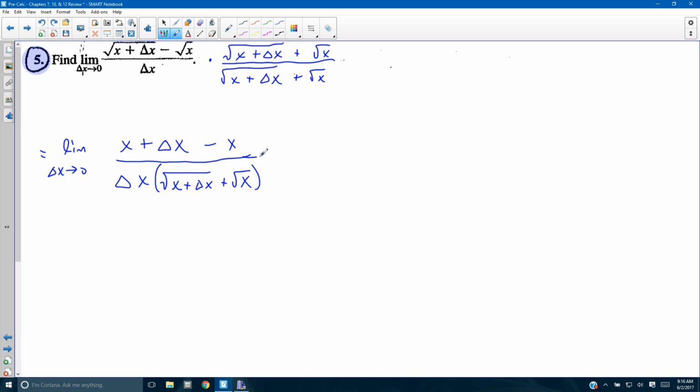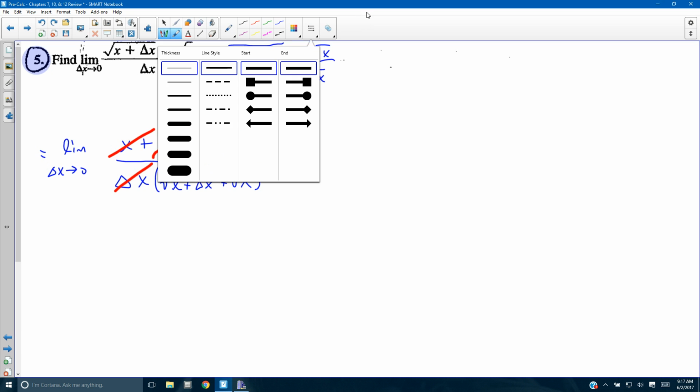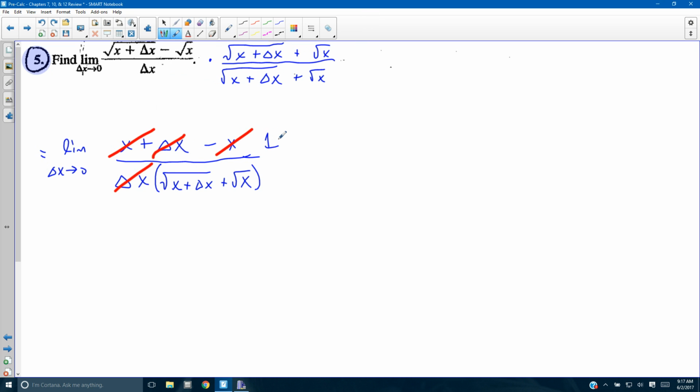Now I'm not going to bother distributing this stuff right here. The whole intent is to cancel out this thing on bottom that's making me divide by 0. So x minus x goes away, thankfully, and now we're left with just delta x, and that's a common multiple on top with bottom. These now get to cancel, and on top you're left with 0. Just kidding, you're left with 1. On top you're left with 1. On bottom you're left with this junk down here.